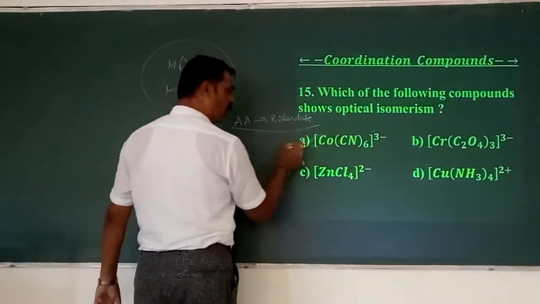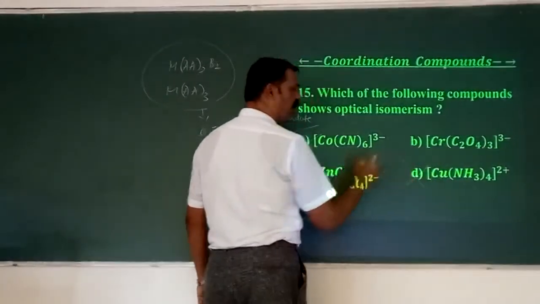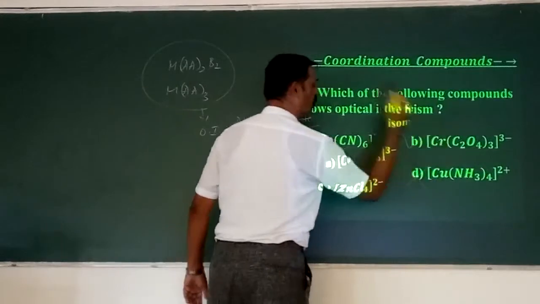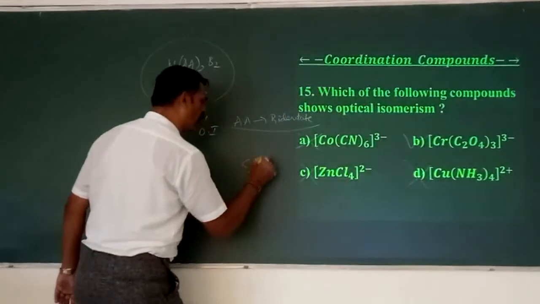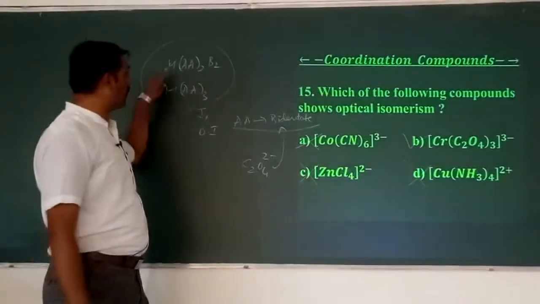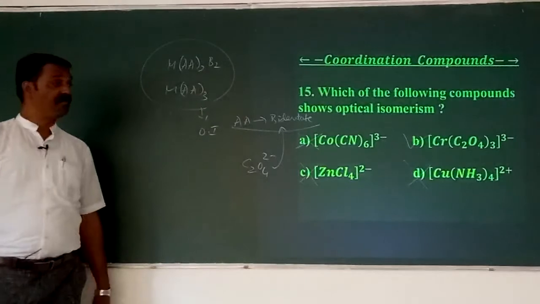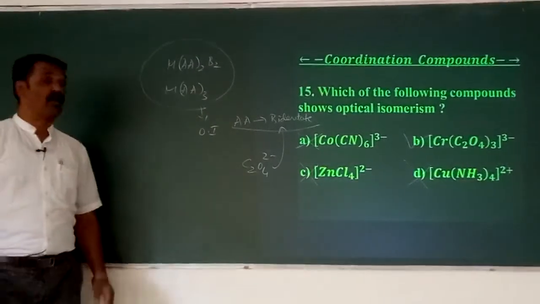Cyanide is a monodentate, no, it is not possible. Chloride is a monodentate ligand, not possible. Ammonia is a monodentate ligand, not possible here. Because C2O4 2 minus is a bidentate ligand, and it is of the form M A A thrice. That is why we are expecting B can show what isomerism?